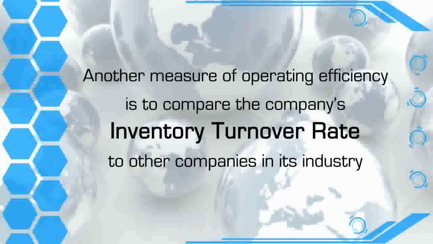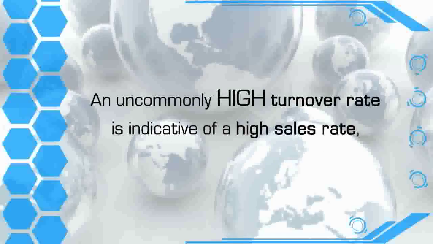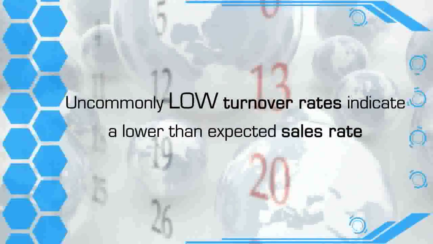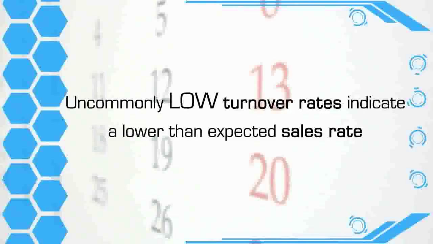As the name implies, it provides insight into how much money the company's management is tying up in inventory relative to the sales. An uncommonly high turnover rate is indicative of a high sales rate, while an uncommonly low turnover rate indicates a lower than expected sales rate or ineffective purchasing resulting in carrying too much inventory relative to sales. By comparing the company with others in its industry, you can assess what the norm is for companies in the same business and view the turnover rate relative to that.